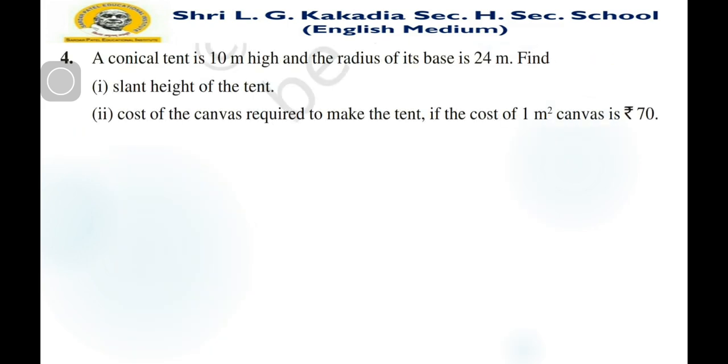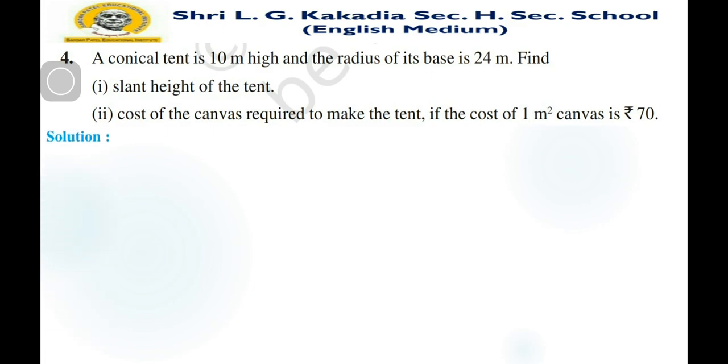Example number 4. A conical tent is 10 meter high and the radius of its base is 24 meter. Find the slant height of this tent. Find the cost of the canvas required to make the tent if the cost of 1 meter square canvas is rupees 17.